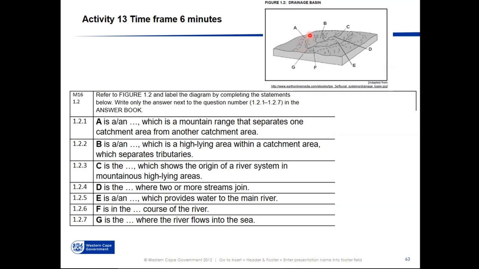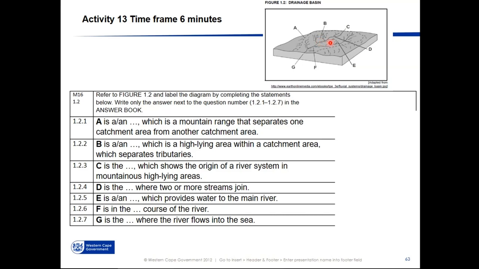So A, if you look over there, that's where I said to you we're starting with. It's that dotted line over there. Then in between there, in B, is that area over there. And also very interesting to see in this drawing, where do we find a river? Always in a valley. So that's a valley. So what do you think this is going to be? It must be a high-lying area.